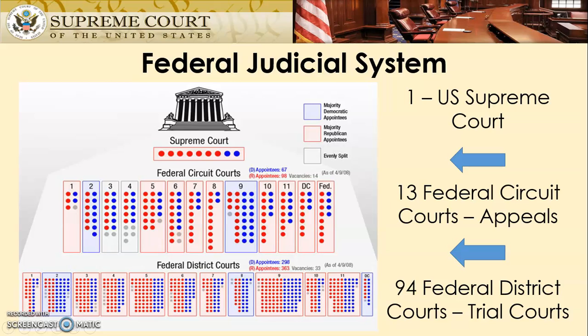So the federal judicial system. There's one Supreme Court with 9 members. Make sure you know there are only 9. We have 13 federal circuit courts, aka the appeals or appellate courts, and 94 federal district courts, also known as trial courts. So it's kind of like a pyramid. One on the top, 13 in the middle, and 94 on the bottom. We're going to be looking at these later as well.